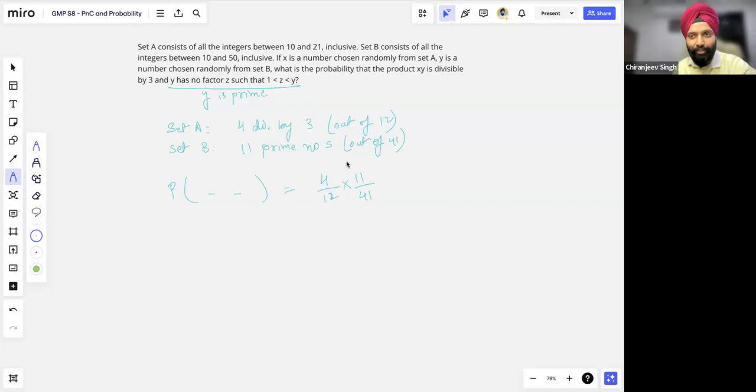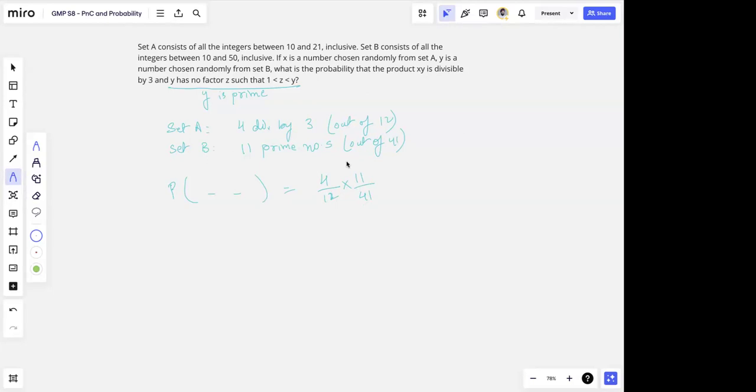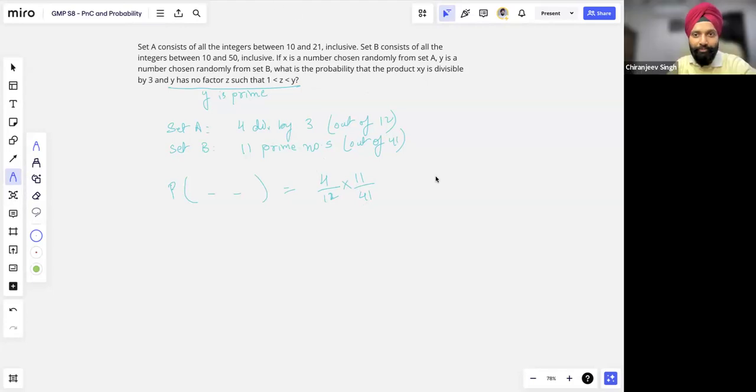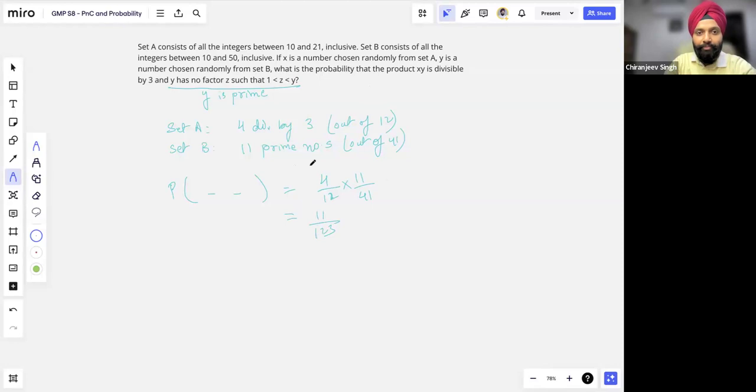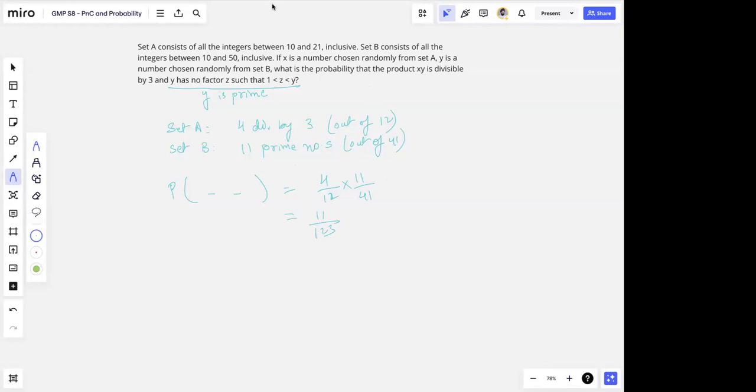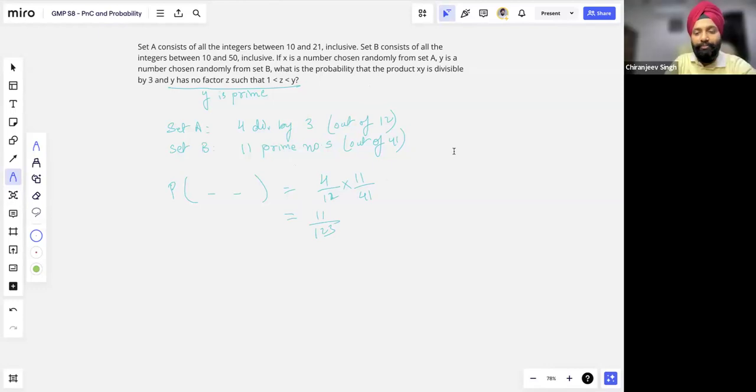Any reason why 43? No, I didn't recalculate. One minute, I'll see 12 into 43. No, I think it's my bad. So it should be this only. So it is 11 divided by 123. After I was analyzing this question again, I thought 49 is also a prime number, and I included that in it. And then I went to 4 by 43. I see.